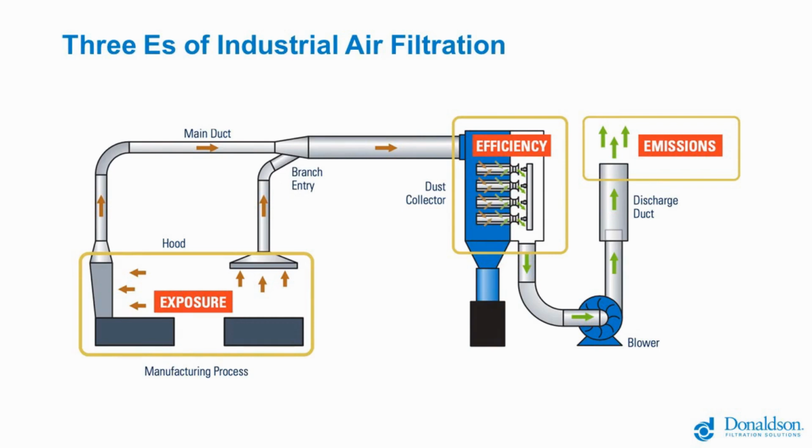Exposure relates to the amount of particulate your employees are exposed to from their manufacturing process. Efficiency covers the status of the LEV system. Is it doing what it's supposed to do, collecting the particulate and then filtering it from the airstream? And finally, emission, which is all about the quality of the air that is actually coming out of the exhaust stack.